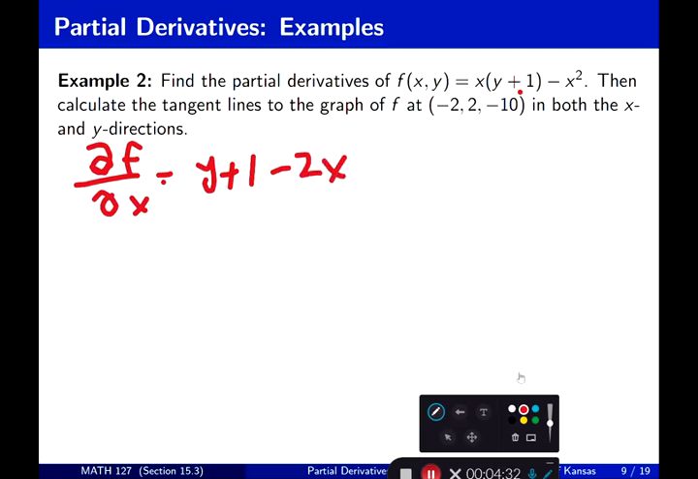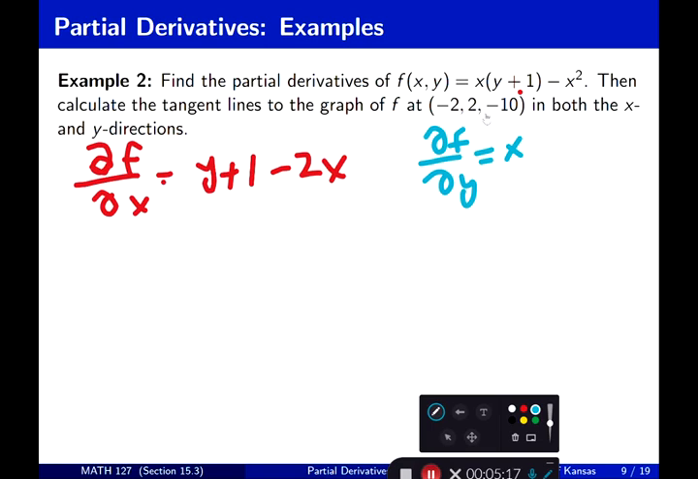How about the derivative with respect to y? This time x is the constant multiplying y plus 1. You take the derivative of y plus 1, and that would be just 1, and it would be 1 times x, which is x. Then the derivative of x squared is just a constant to the power 2, which is going to be a constant, so you end up with x.